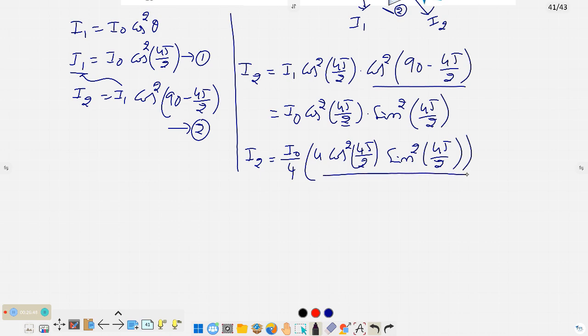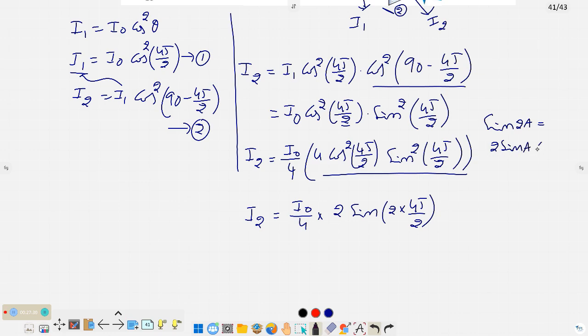In this case, it is looking like the 2 sin a cos a form. 2 sin a cos a is equal to sine 2a. So I2 is equal to I0 by 4 into this, which we can write in the 2 sin a cos a form, that is sine 2a, that becomes sine of 2 times 45 by 2. Now what can I cancel here? Yes, this is in the form of sine 2a. What is the sine 2a formula? That is nothing but 2 sin a cos a.